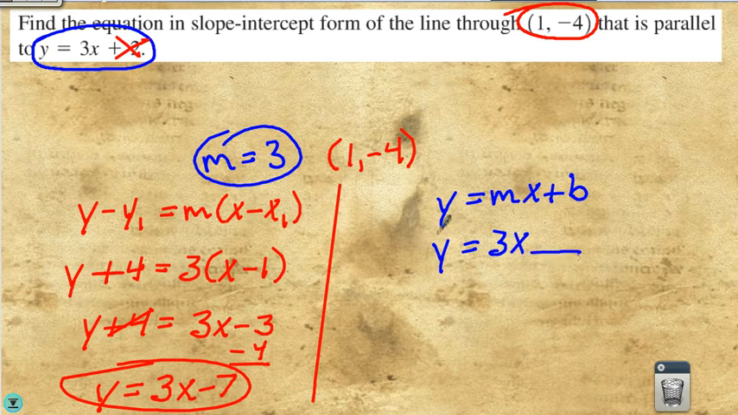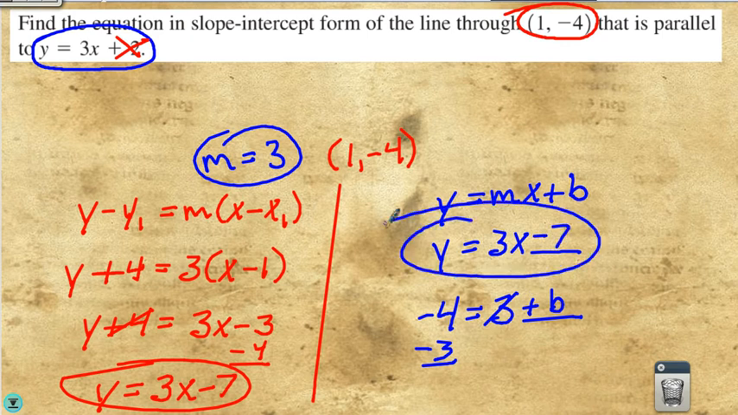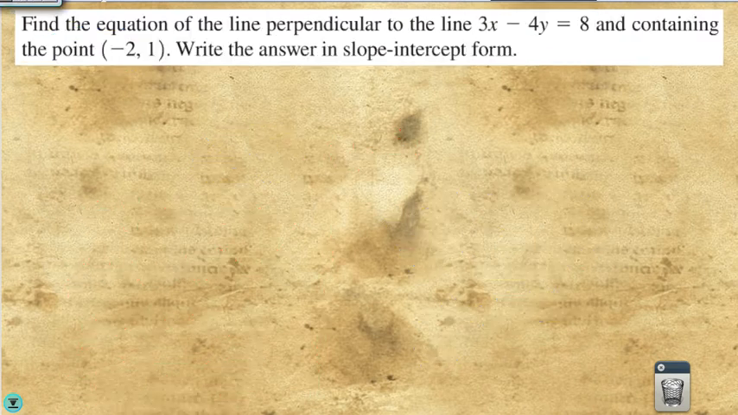The way that we find our plus b, take this point, plug it in for x and y. That gives me -4 equals 3 times 1. Still don't know our plus b. Take this 3, move it over here by doing minus 3. And that tells me my b is -7. Go back and plug it in. Same answer. Next problem says, find the equation of a line perpendicular.